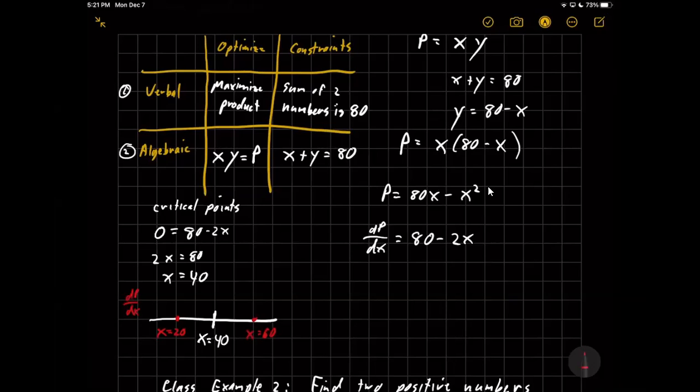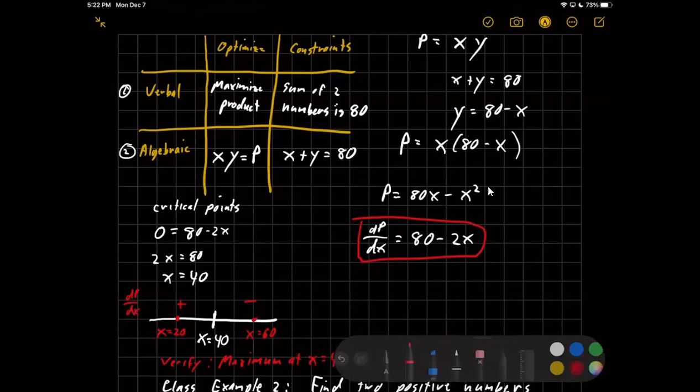When you put in a number like 20, you get 80. We're going to put that into dp/dx here, and that will give me a positive value for dp/dx. If we put 60 in, we will get a negative value. So what did we just show? dp/dx changes from positive to negative, so the function must have been going from increasing to decreasing. So this does verify that we have a maximum at x equals 40.